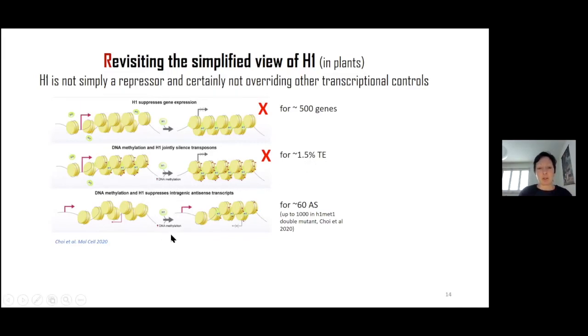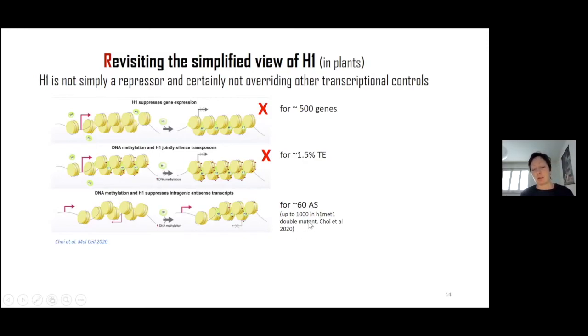And a third function of H1, which has been shown, is to suppress or prevent intragenic transcription, and especially the production of antisense transcripts. That's a novel finding, which we did not at all address. And it was described in the paper for about 60 loci.